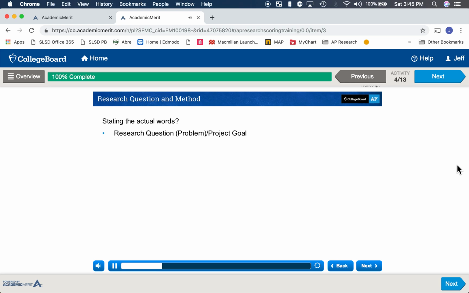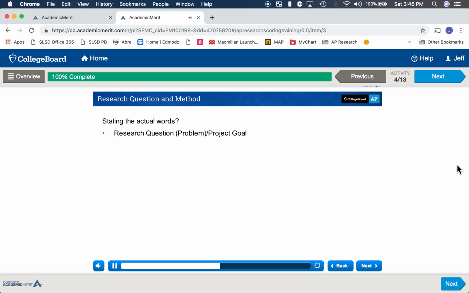A research question may be stated, sometimes by the student, as their research question or even as their research problem. And you might think a research problem is not the same thing as a research question. Well, it could be that the student's research question is embedded within a problem statement, which is a common strategy in academic research. So, stating something as a research question or problem is okay with respect to the rubric. Second, having a research project goal is equivalent to having a research question governing one's research. It's just stated a bit differently.